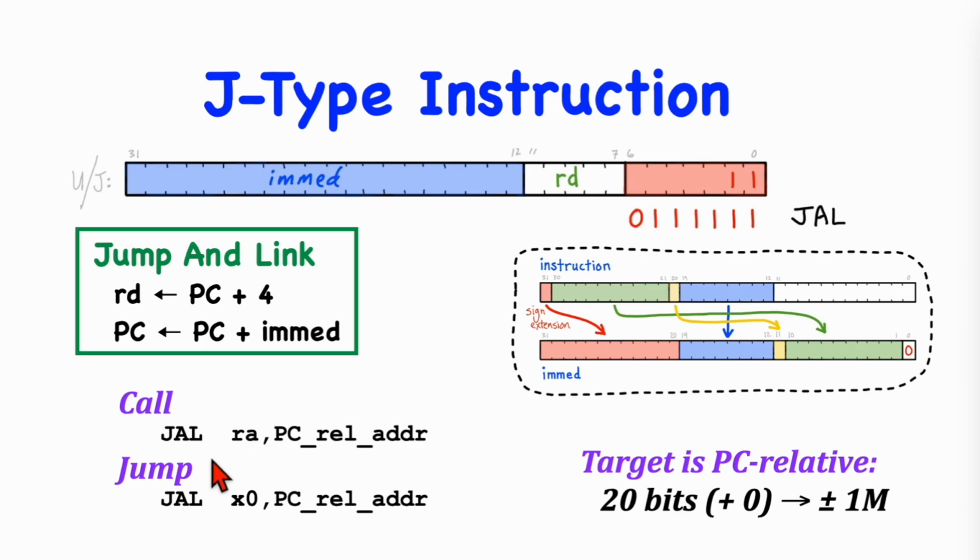Second, the JAL can be used as a straight jump instruction, in which case we don't need the return address, so we just specify X0, that's the 0 register, as our destination register. By the way, we can return from the function using a JALR instruction, the jump and link register instruction that we discussed earlier. For the target in that instruction, we would use an immediate value of 0, and for the register, we would use the RA register, which is exactly where the call operation saved the return address.